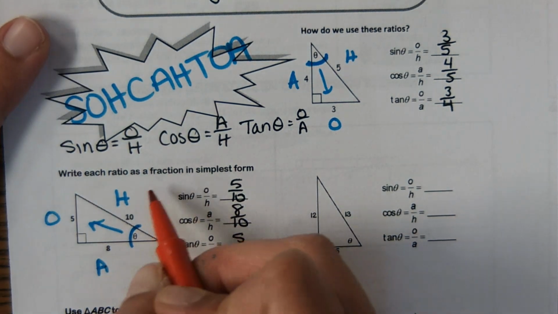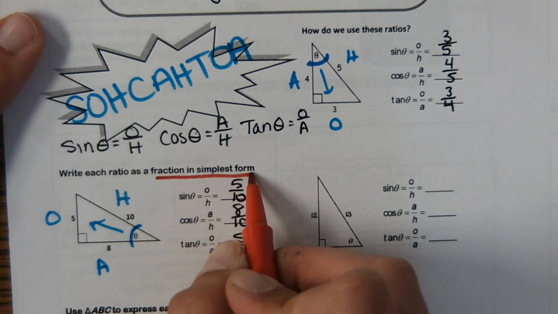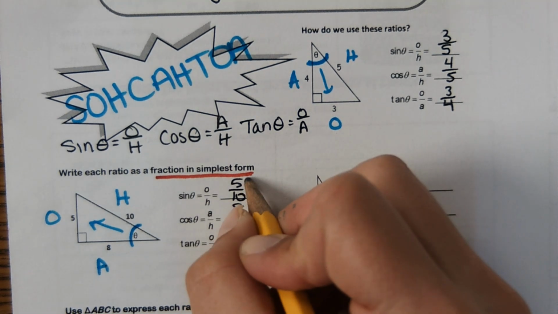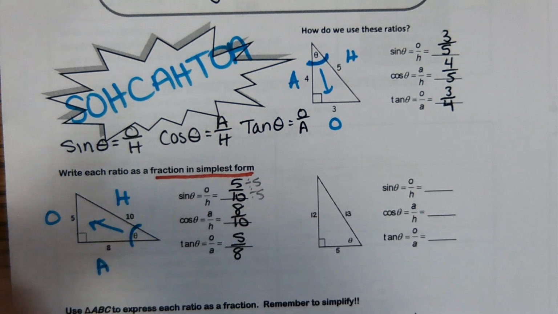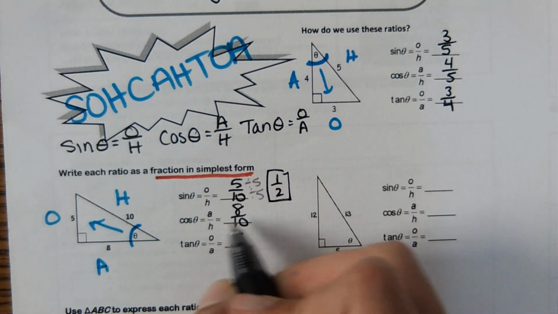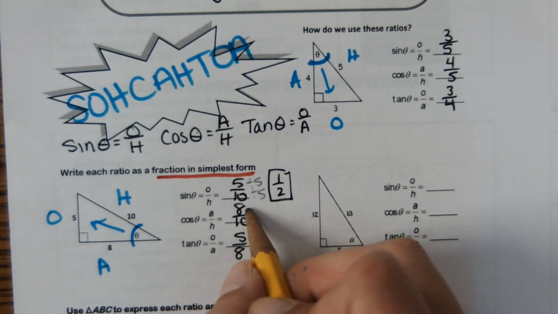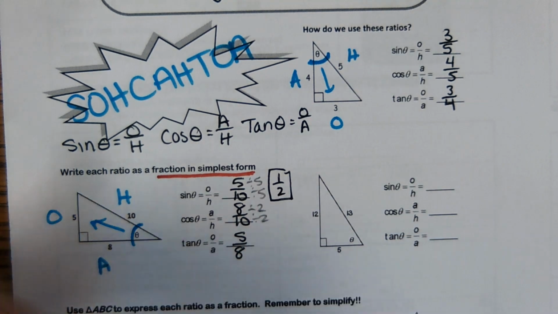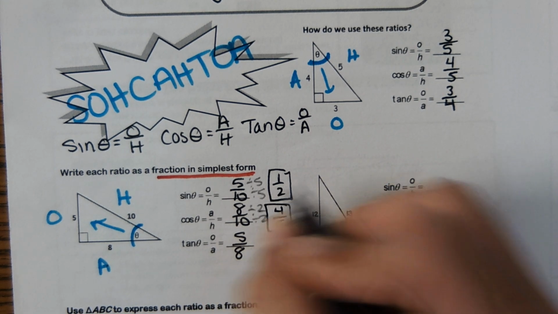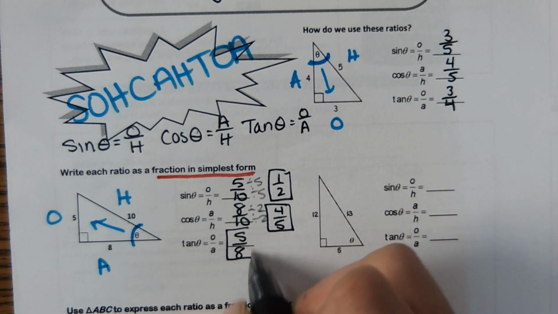The problem does say to write the ratio as a fraction in simplest form. So sometimes we do have to simplify the fraction. So I notice with 5 and 10, I can divide both of those by 5, and I get 1/2. And then for 8 out of 10, divide both of those by 2, and I get 4 over 5. And then 5/8 is already in simplest form.